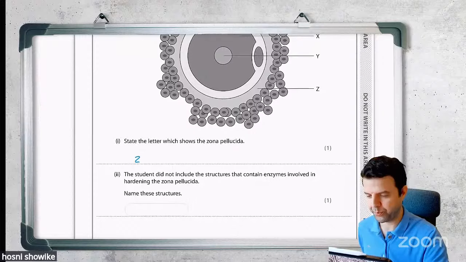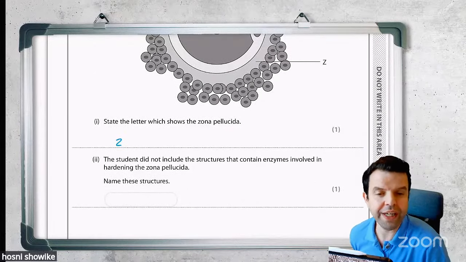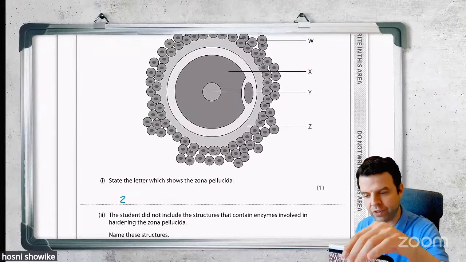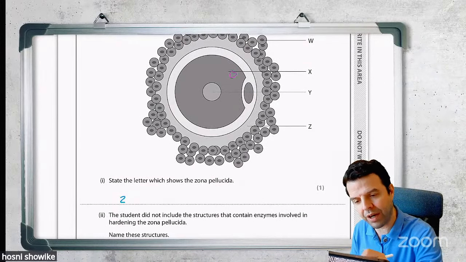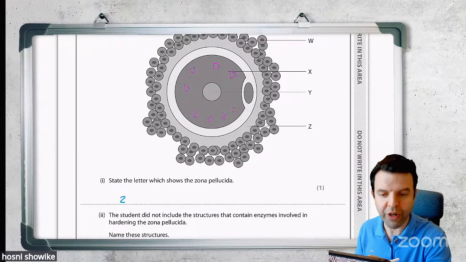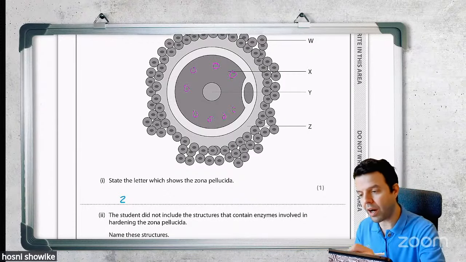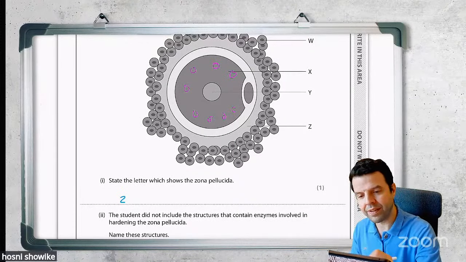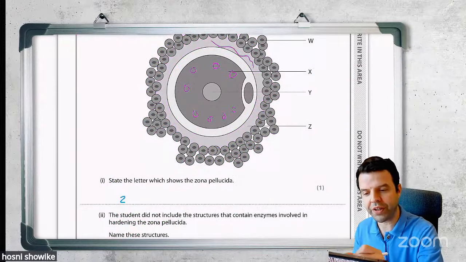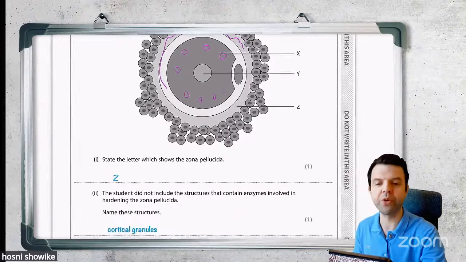Okay? The student did not include structures that contain enzymes. Like in the textbook diagram, you have these, we call them the cortical granules, and those are necessary. They contain enzymes that harden that zona pellucida, this one here. So I tell them, you've missed the cortical granules.